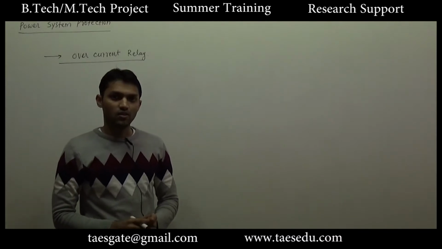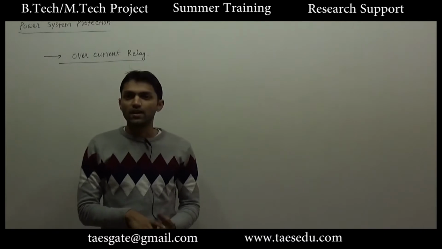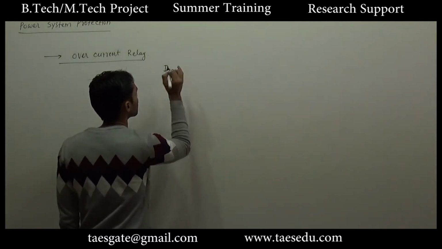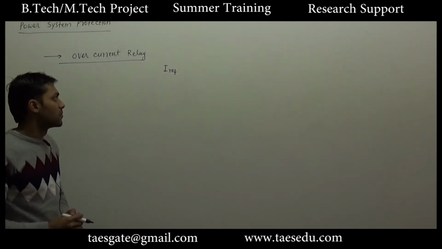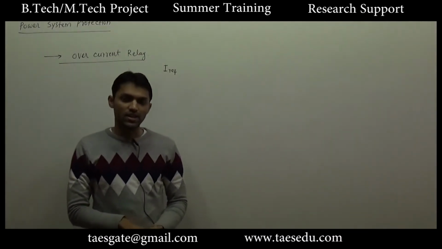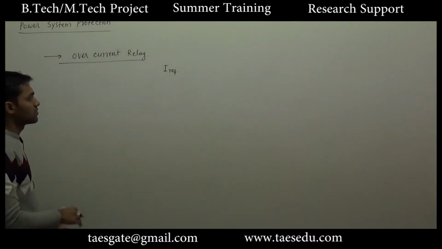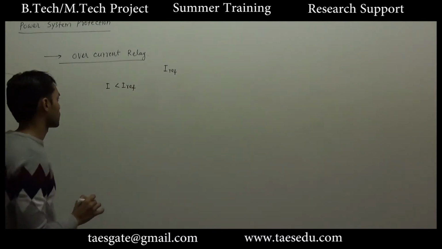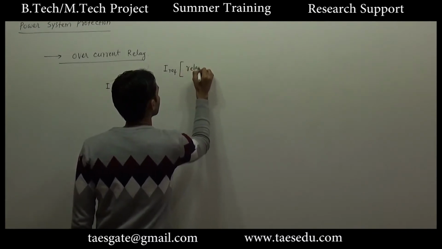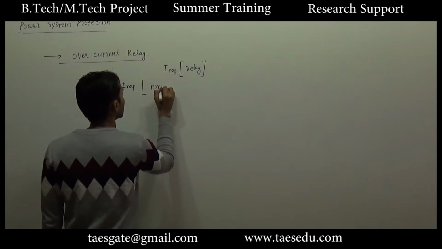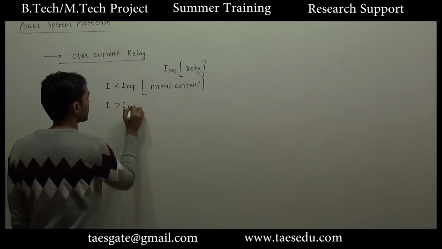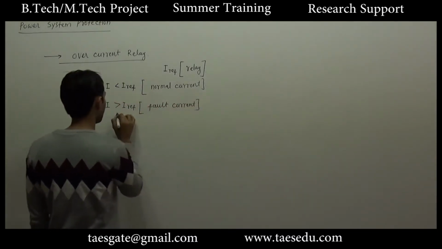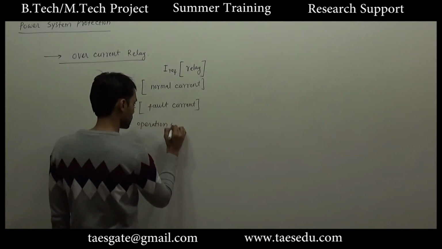As the name suggests, the overcurrent relay is based on the fact that in case of fault, the current is much higher than the normal current. So in case of overcurrent relay, there will be a reference current up to which the current will be treated as normal current. But as the current exceeds this reference current, that current will be treated as fault current or abnormal current. If the line current is less than the reference current of the relay, which can be set manually, this current will be normal current, and if the line current is greater than the reference current, this will be treated as fault current. And for this condition, operation of the relay can be started.